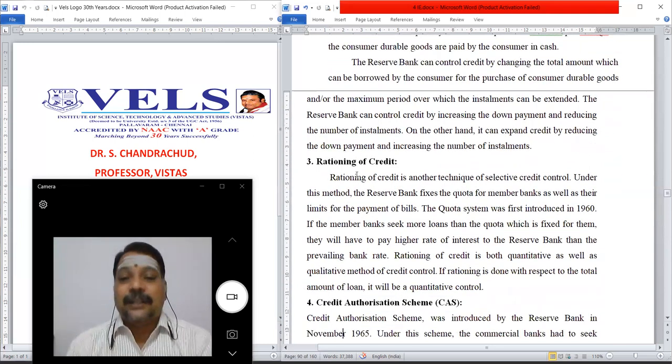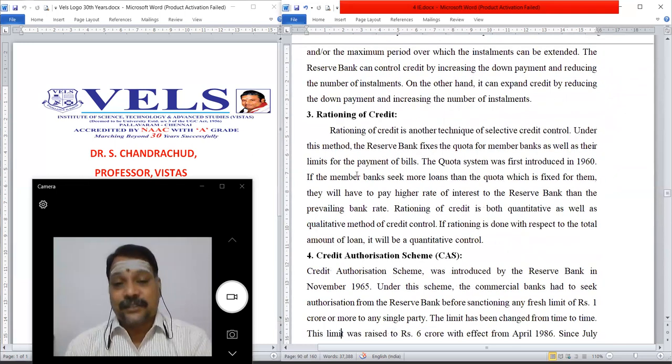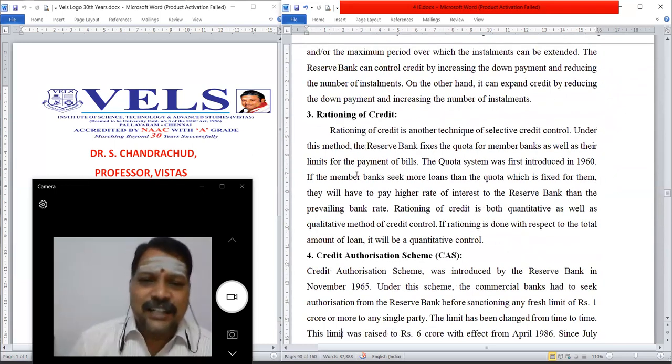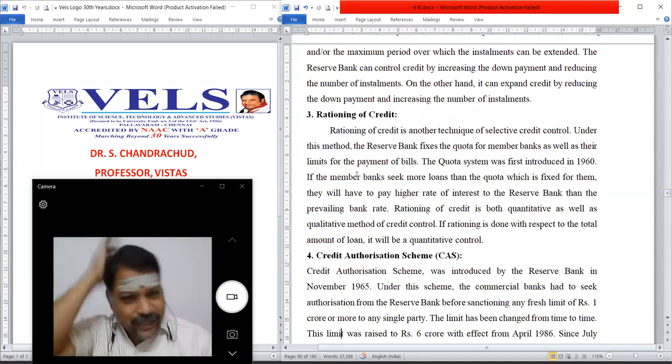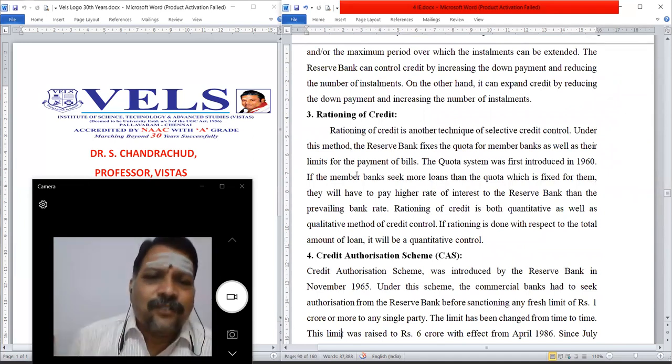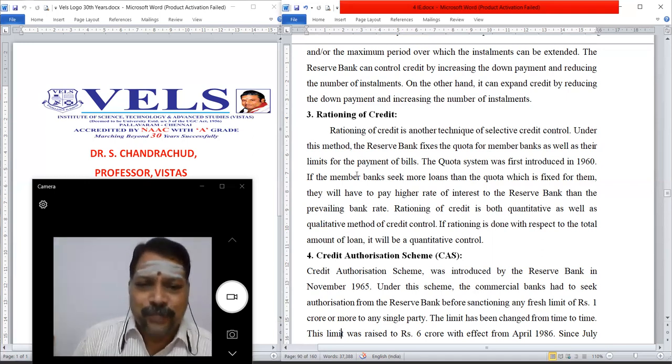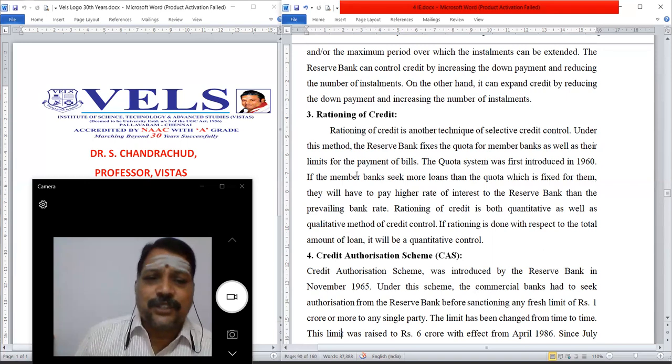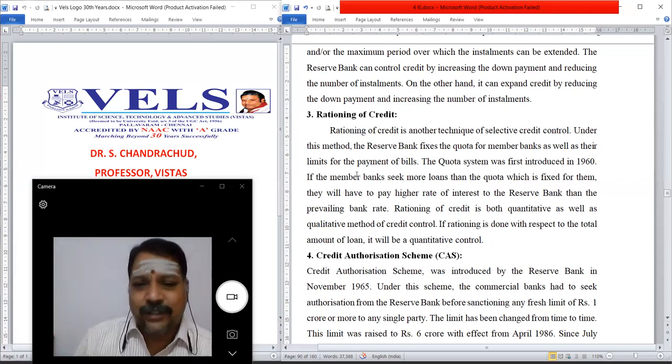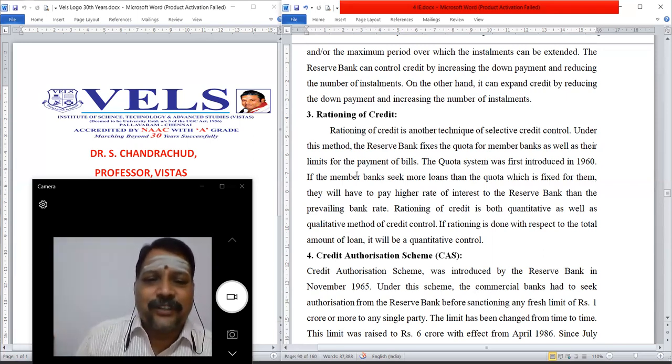And the third one is rationing of credit. Rationing of credit is another technique of selective credit control. Under this method, the Reserve Bank fixes the quota for the member banks as well as their limit of payment of bills. The quota system was first introduced in 1960. If the member banks seek more loans than the quota fixed for them, they have to pay a higher rate of interest to the Reserve Bank than the prevailing rate.